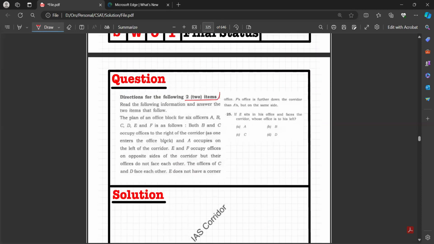Coming to question number 6. So these are two items we'll be dealing with in the next lecture. That will be lecture number 47.